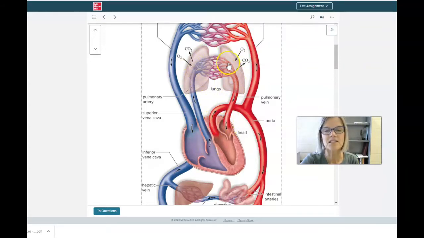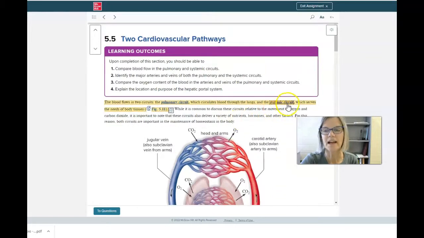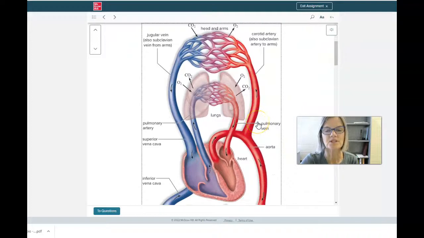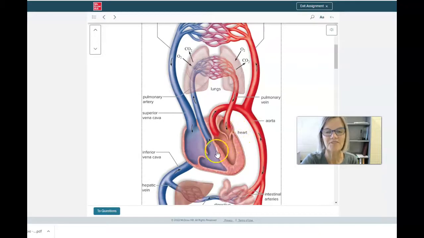So the heart does not have to pump the blood very far to get to the lungs and back. The other circuit we have is called the systemic circuit, and that's how the heart pumps the blood throughout the body. The pumping on the left side of the heart is involved in the systemic circuit. The systemic circuit is going to pump blood all the way to the head, all the way to the toes, and therefore throughout the whole body.